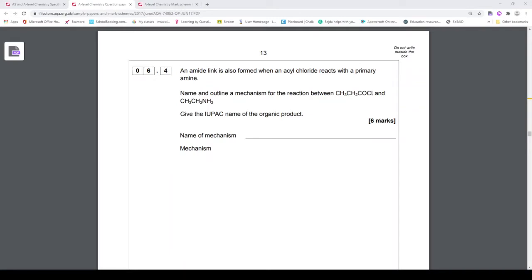Right, now I promised a look at a mark scheme of things. So here's a question. I think this is from the 2017 paper. Yeah, I'll put it up there. It's 2017. So I thought, instead of just looking at marks, let's do it.